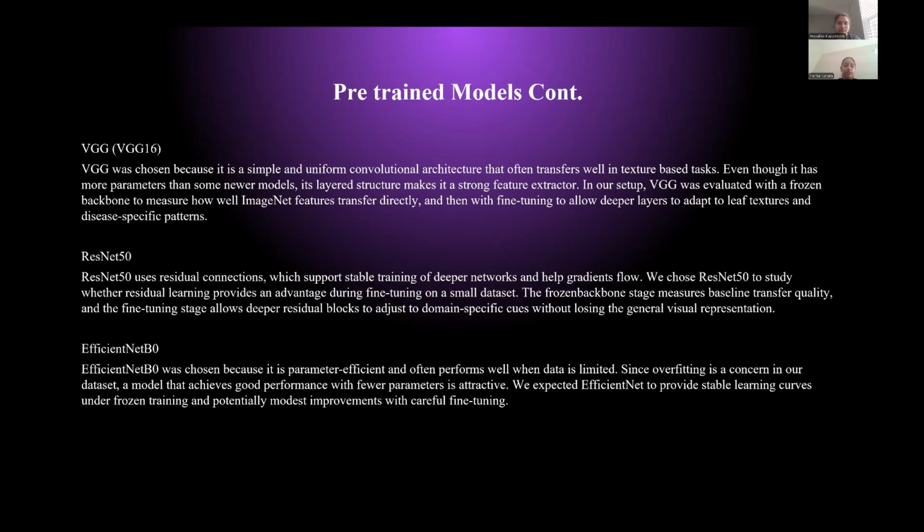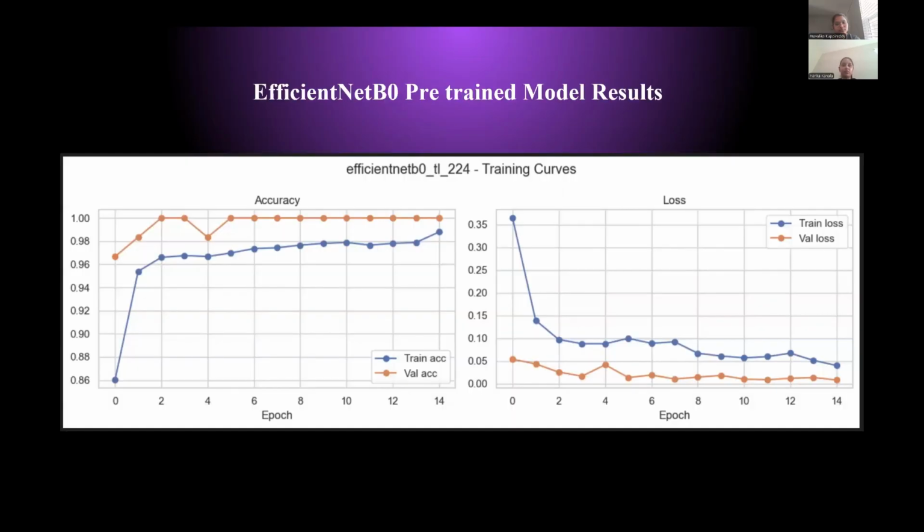And coming to the one final model we tried, EfficientNet B0, is a more modern and parameter-efficient model, and it balances depth, width, and resolution. That's why it is a good choice when data is limited and overfitting is a concern, which is the case with our dataset as well. Coming to the very first model, which is EfficientNet B0. For all of these models, we took the input size as 224 by 224.